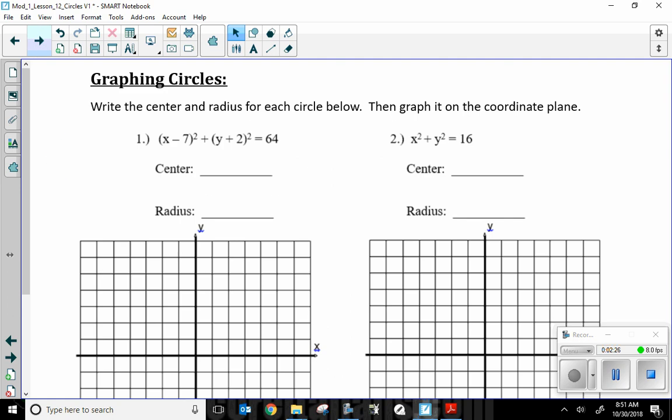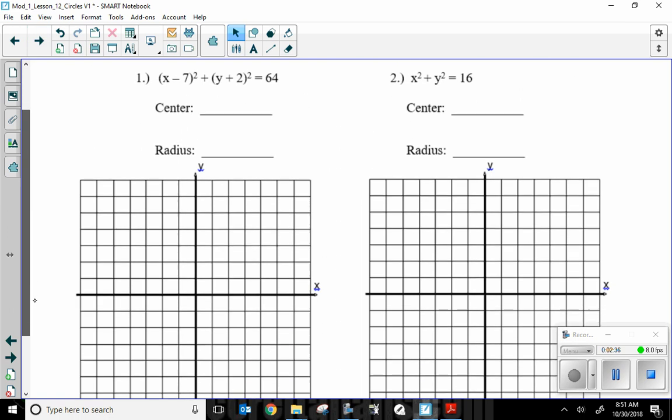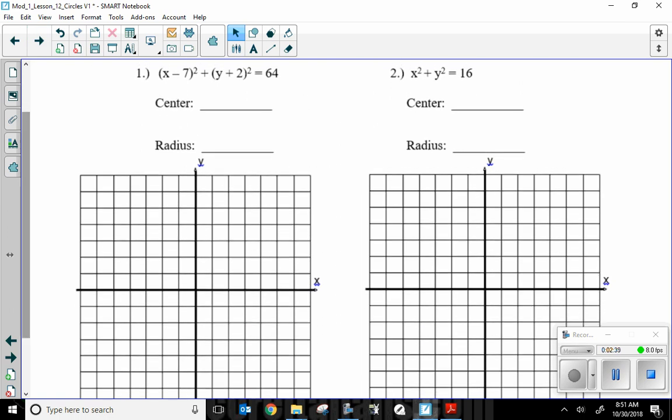All right, so graphing circles. Write the center and the radius for each circle below, then graph it on the coordinate plane that they've given us. So let me scroll down here a little bit. Okay, I have an h and a k, but I know I flip the values when I pull them out. So it's a positive 7 and a negative 2. That's the center.